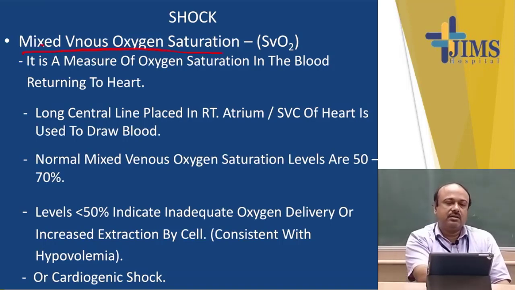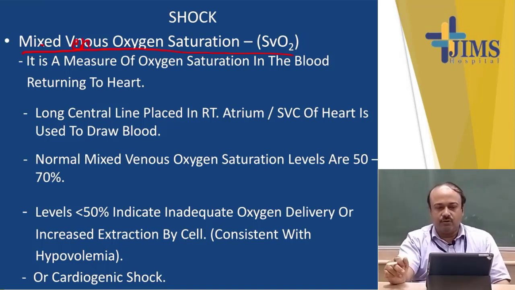And now, coming to the mixed venous oxygen saturation, there is a slight spelling mistake over here, SvO2. It is a measure of oxygen saturation in the blood returning to the heart. A long central line is placed in the right atrium of the heart or in the superior vena cava, from where we can draw the blood and see the mixed venous oxygen saturation. The normal mixed venous oxygen saturation is 50 to 70%, and levels less than 50% indicate inadequate oxygen delivery or increased extraction by cells, which is consistent with hypovolemia.